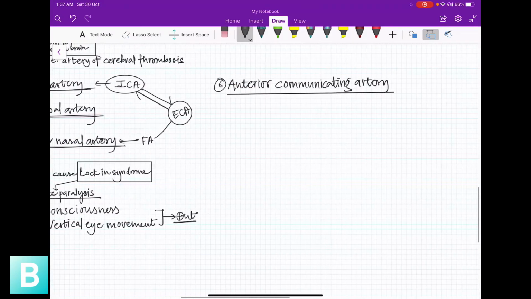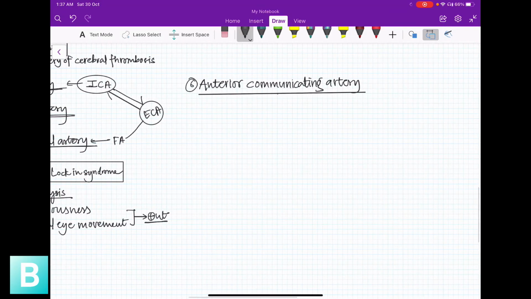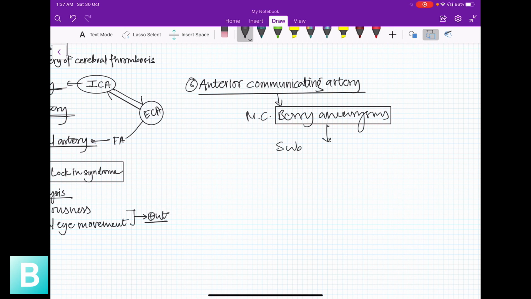Another structure is anterior communicating artery. It is the most common site for berry aneurysms. If there is a rupture of any berry aneurysm, there is an underlying medical condition called subarachnoidal hemorrhage. This is a severe medical condition.